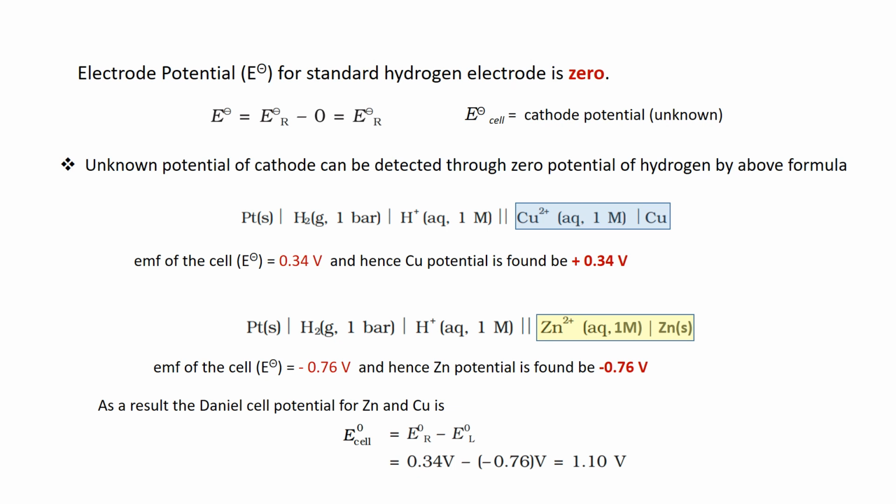Here you have to understand another thing. The copper has a higher potential, that is 0.34 volt, which is greater than 0 volt, that of hydrogen.